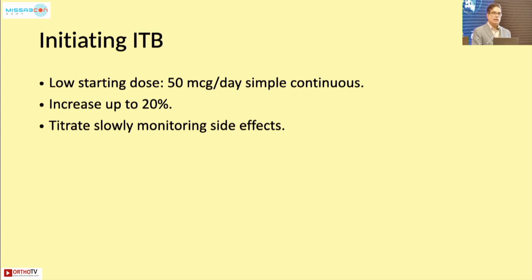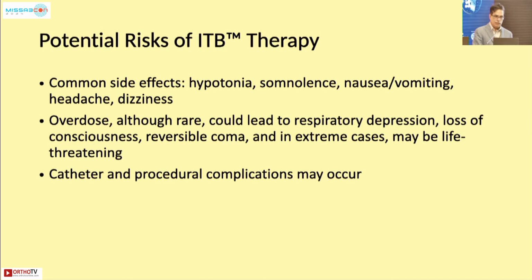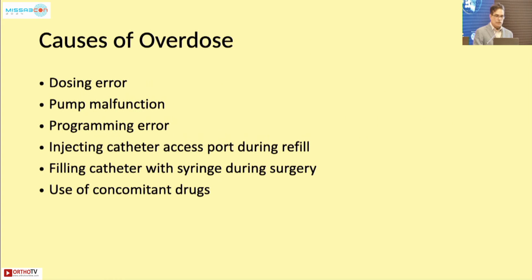For the final implant itself, we start typically with a 50 microgram per day dose in a simple continuous fashion, and at each review that the patient comes, we go up gradually by 20% increments. Side effects are hypotonia, somnolence, nausea, vomiting, headache, dizziness. This is because of the drug getting higher than where you need it. Overdose is rare, and catheter and procedure related complications can occur, and you should be well versed with it.